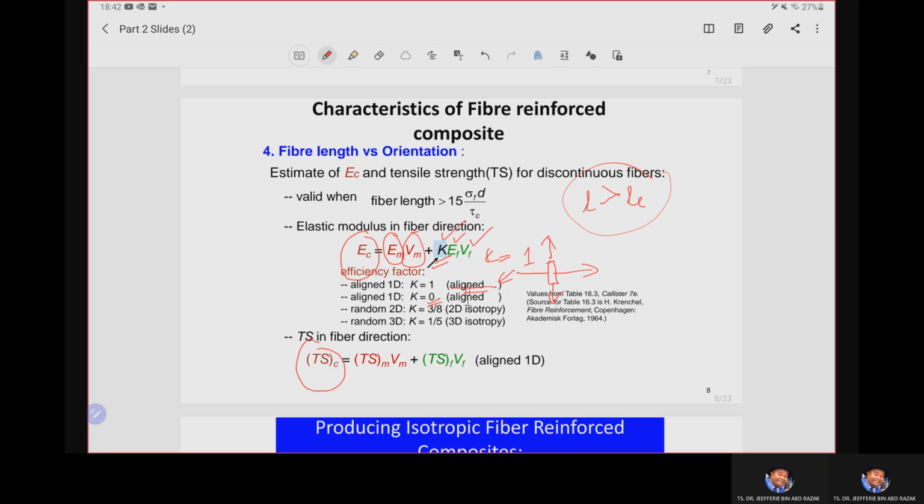So here, normally the K value is less than unity, usually in the range of 0.1 to 0.6, 3/8 for two-dimensional isotropy, and 1/5 for 3D, three-dimensional isotropy. So to calculate the tensile strength here, just replace the E term with the tensile strength value for each respective matrix phase and also the fiber phase. For the case of aligned one-dimensional, the equation is similar to the isostrain condition here.